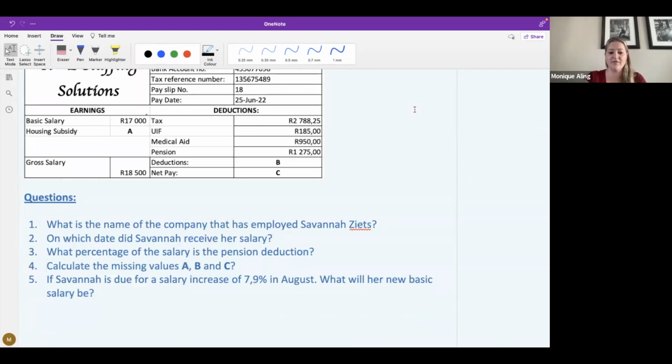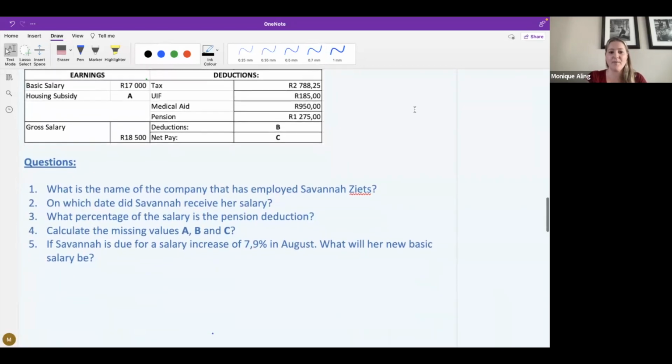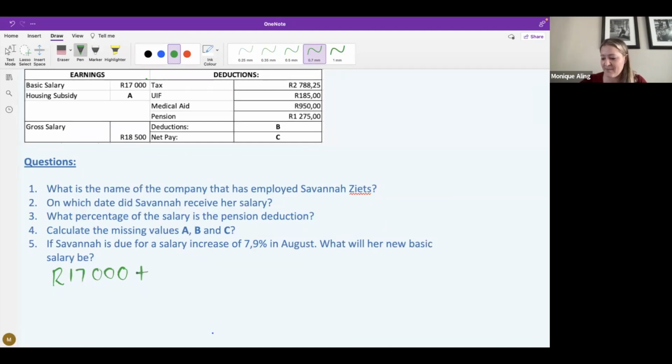Okay, so if her basic salary is 17,000 Rand, and we are increasing that by 7.9%, remember we can never just say plus 7.9%. We never plus a percentage. When we want to plus a percentage, we actually need to times by that percentage. Okay, so we want to times by 7.9%. And just because I'm seeing very different answers here, I want to double check myself.